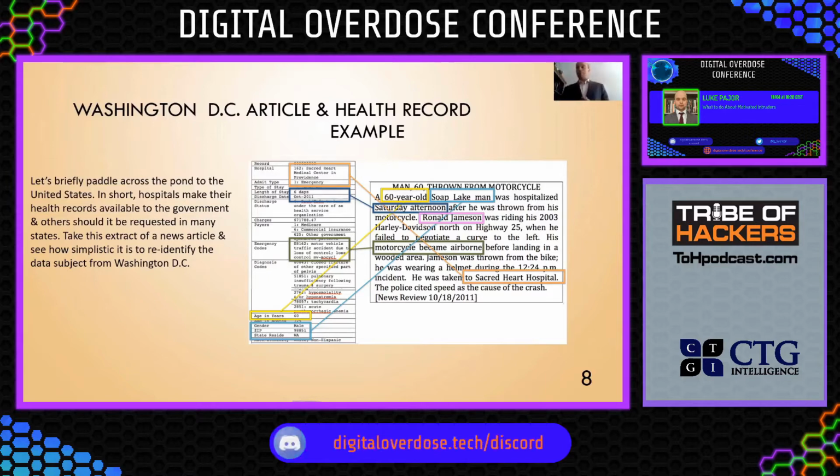As you can see in the article, it's got here a 60-year-old Soap Lake man crashed on his motorcycle on Saturday afternoon, and he was taken to Sacred Heart Hospital. Now, look on the left-hand side. As you can see, you've got the hospital record. Look at the sheer amount of data that's being shared. You've got the address and name of the hospital, the code, length of stay, the discharge date, and of course, you've got his address and age.